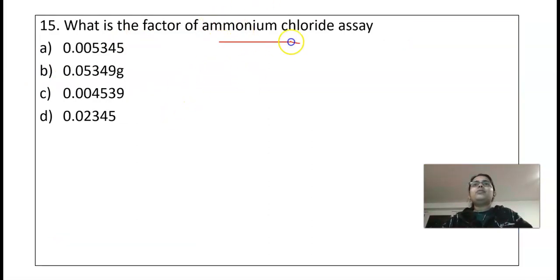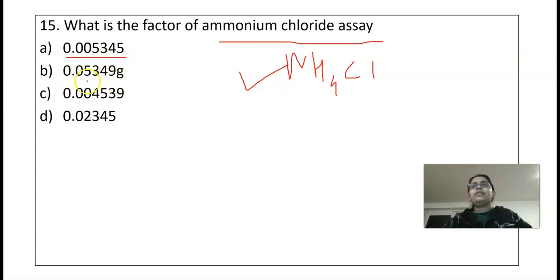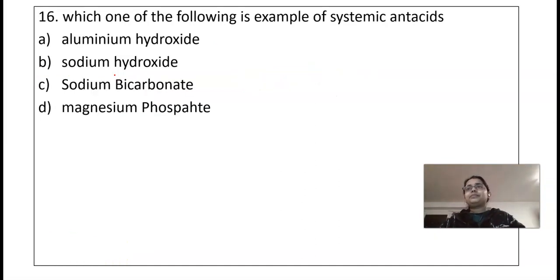What is the factor of ammonium chloride assay? This is a very important assay in pharmaceutical inorganic chemistry. So please read it carefully, complete assay. There are 4 options with many zeros and digits: 0.005345, 0.05349, 0.004539, 0.02345. So the correct option is 0.05349. Here they will confuse you with 4539, but you have to remember that it is 5349. You can remember it that way, 5349. That will be the easiest way.